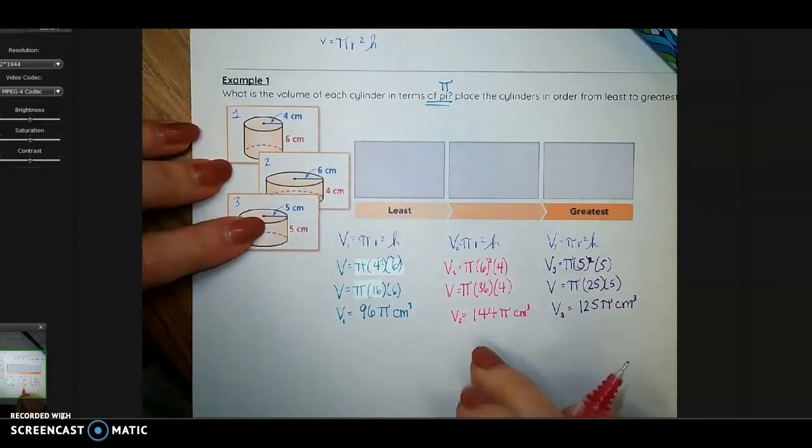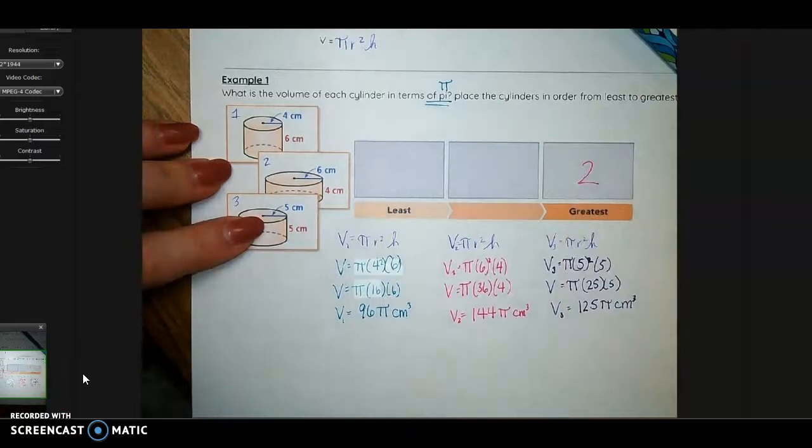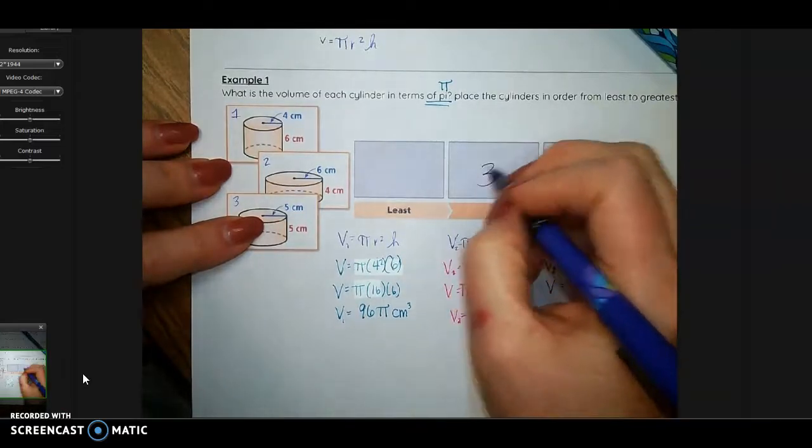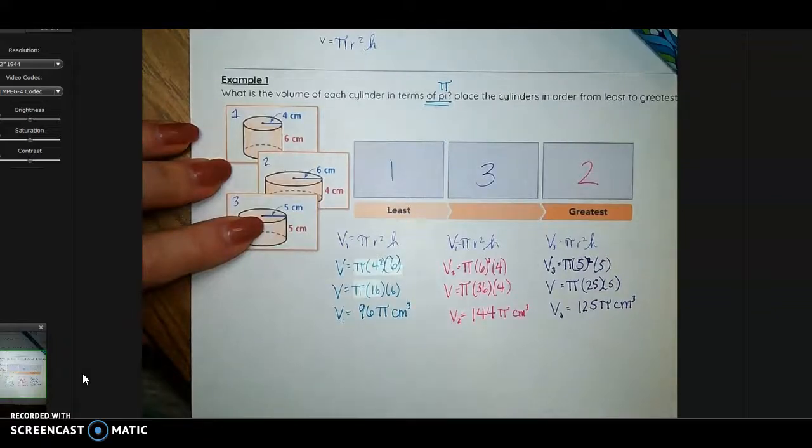So we can see that this one is the greatest. It has the greatest volume. This one is the second greatest, and the first one has the least.